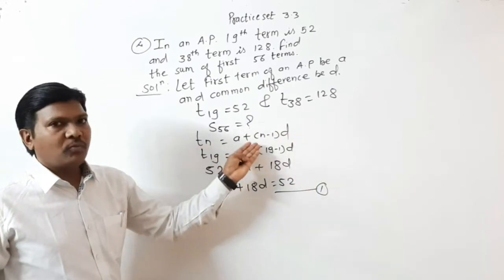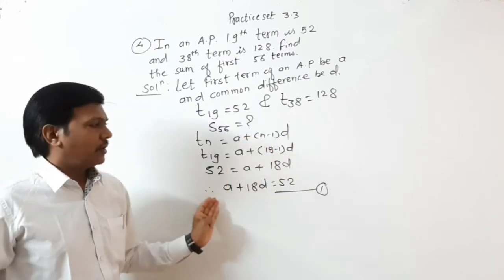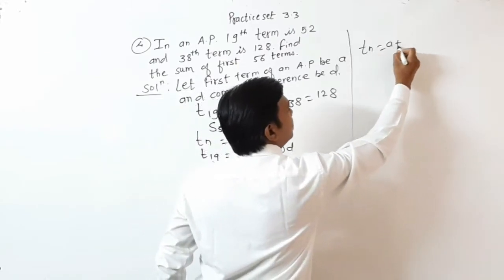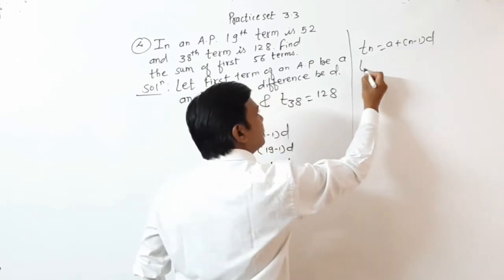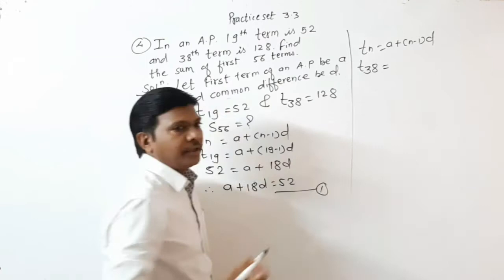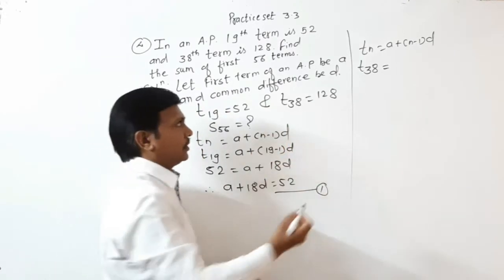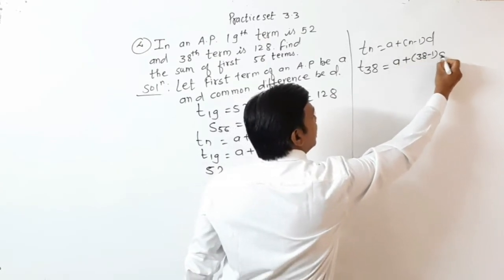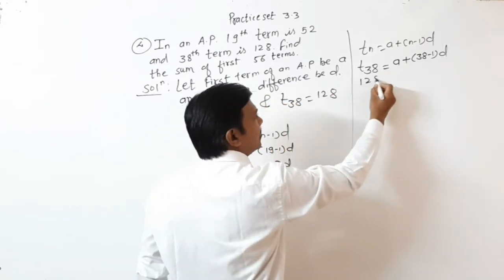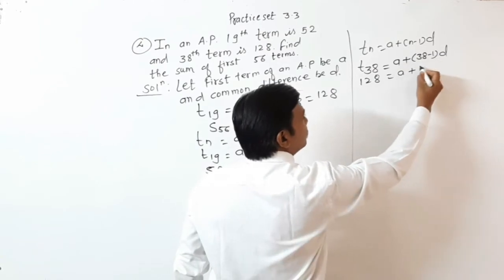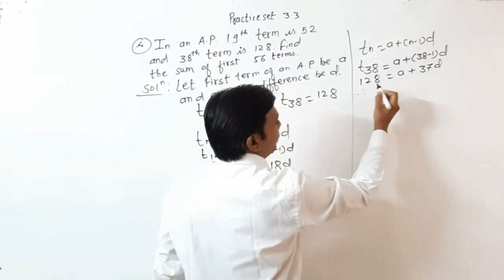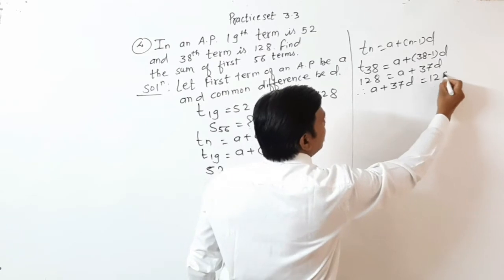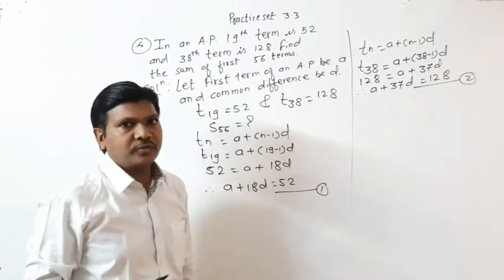Similarly, using the same formula, convert tn into T38 and find one more equation. So see, tn equal to a plus n minus 1 into d. This time convert this into T38, because T38 is given. So again put a as it is. Here n is 38, so 128 equal to a plus 38 minus 1, 37d. So we get the second equation, a plus 37d equal to 128. Suppose this is the second equation.